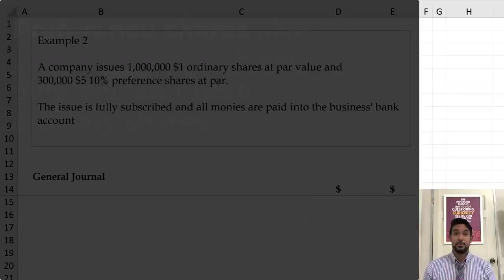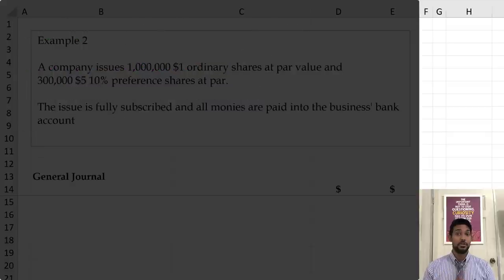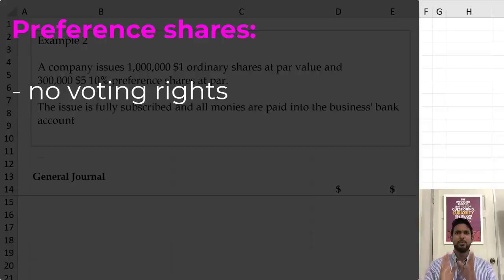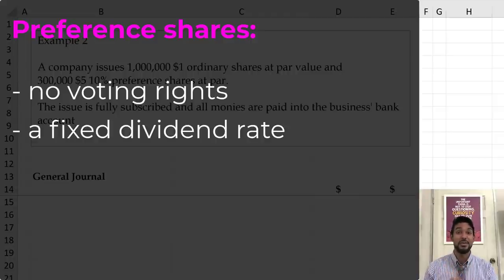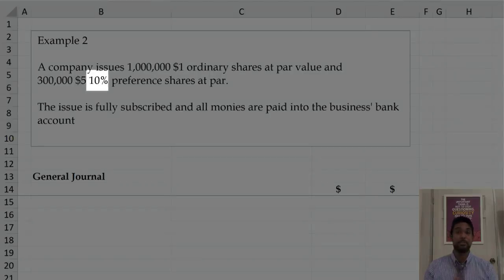So preference shares, also called preferred shares, are a type of share that has some slightly different features to ordinary shares. Now, features of ordinary shares confer voting rights to the shareholder, as well as the right to receive dividends if declared by the board of directors. The preference shareholder said, hey, you can keep your voting rights. I don't really want to make decisions. I just want money. And also, I don't want to not know how much money I'm getting. I want a fixed rate of money every year. So you can take your voting rights and give me fixed dividends every year. So that being said, the 10% in front of preference shares is the dividend rate, the preference dividend rate.